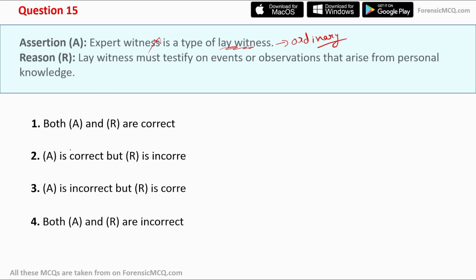Now let's check the options. For this, the correct option is option C. A is incorrect, but R is correct. Because R is correct, the lay witness must testify to events or observations that arise from personal knowledge. So what he has to present is in front of the court. And I already told you, lay witnesses are ordinary or non-expert witnesses in the case. So the correct answer is A is incorrect, but R is correct.